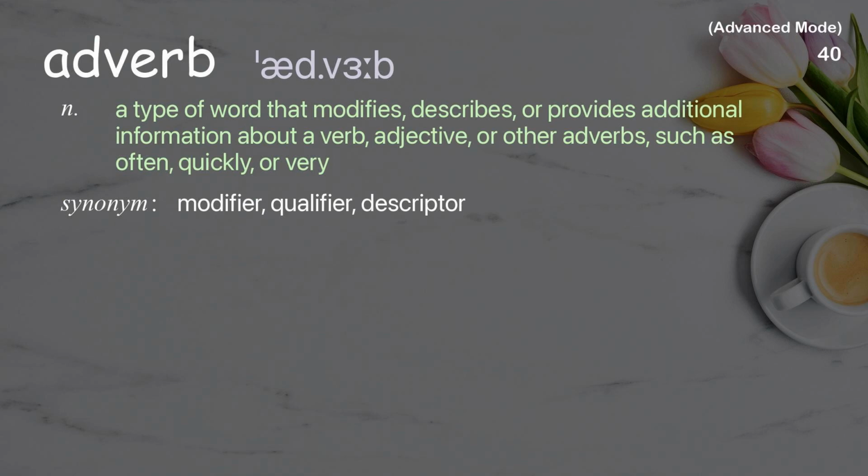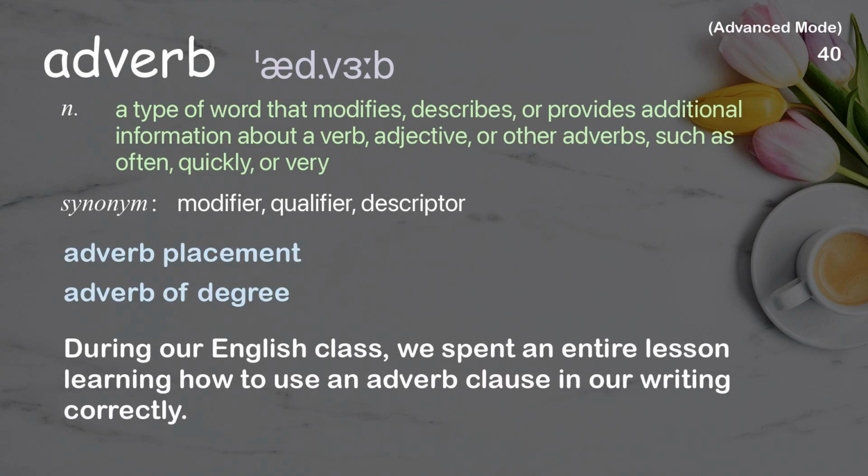Adverb. A type of word that modifies, describes, or provides additional information about a verb, adjective, or other adverbs, such as often, quickly, or very. Examples: adverb placement, adverb of degree. During our English class, we spent an entire lesson learning how to use an adverb clause in our writing correctly.